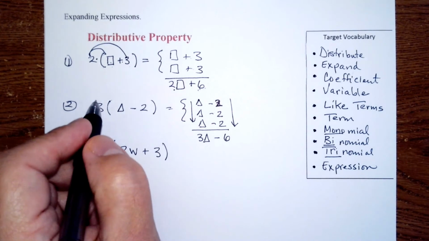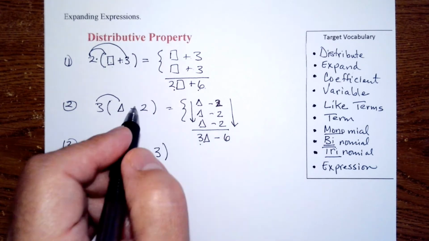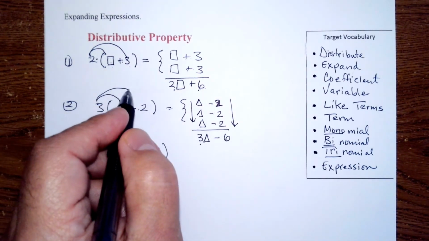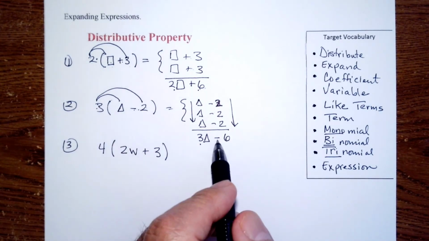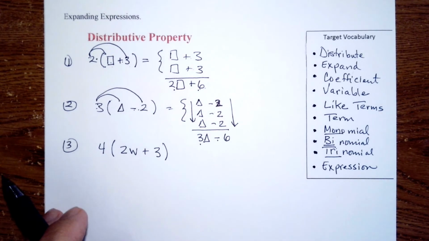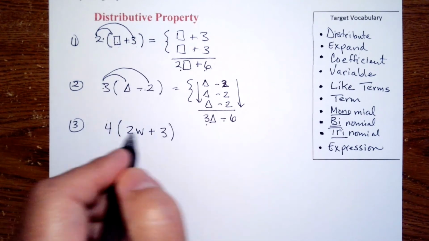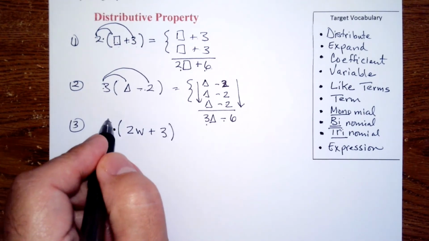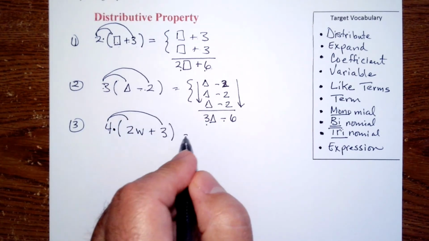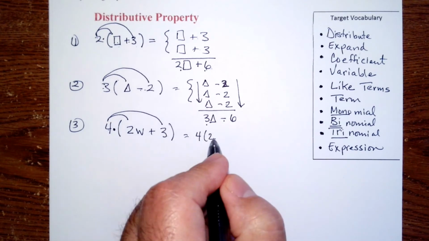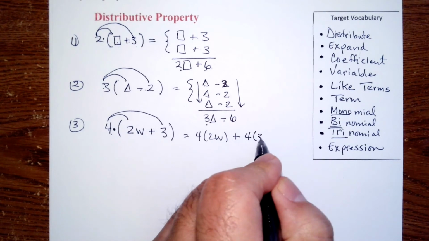Let's look at number 2. A triangle 3 times, there it is. A negative 2 3 times. 3 times 2 is 6. A positive times a negative is a negative. Can we apply the same shortcut to number 3? Everything that's inside, I'm going to multiply 4 times. 4 times 2. And 4 times 3.